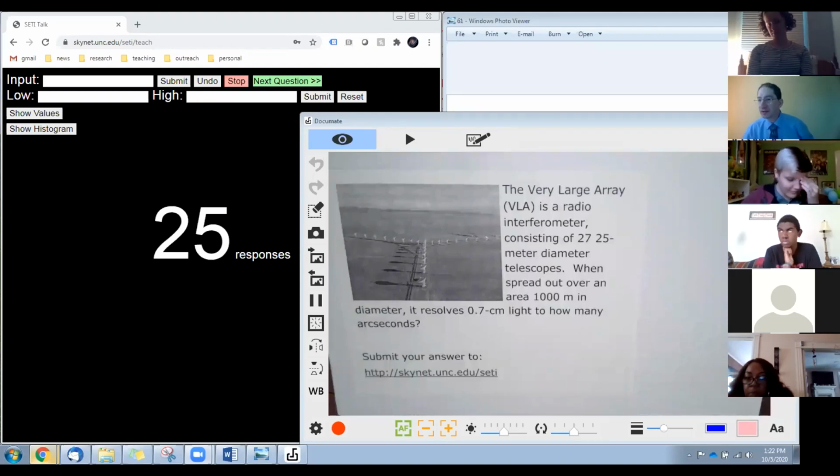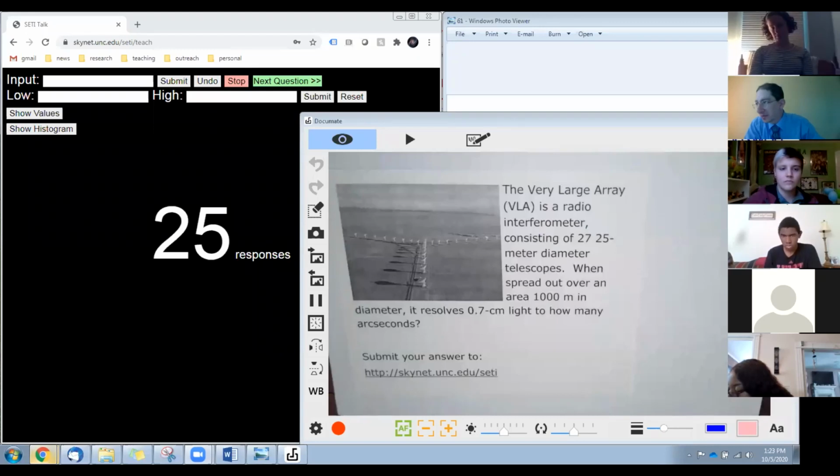It consists of 27 25-meter diameter telescopes, and they can be spread out over different baselines. But when they're spread out over 1,000 meters, so a kilometer, you can stretch them out such that the diameter of the distribution is 1,000 meters. And suppose it's observing 0.7 centimeter light. That I think is probably as small of a wavelength as it can do. What is the resolving power or the blurring scale of this interferometer?